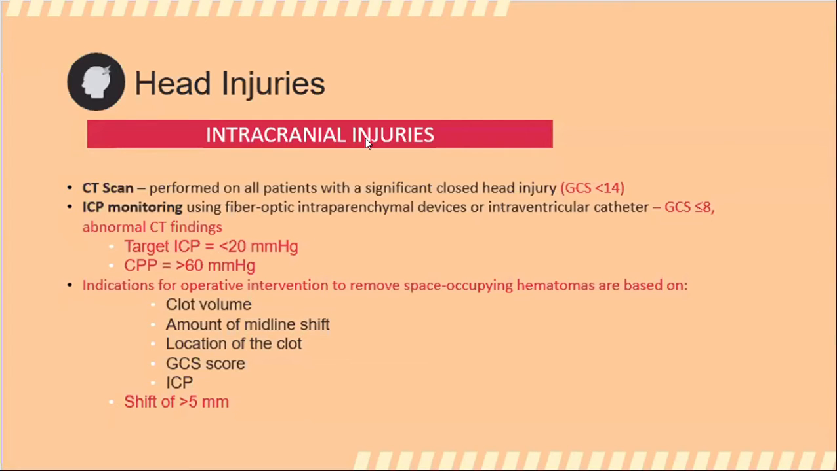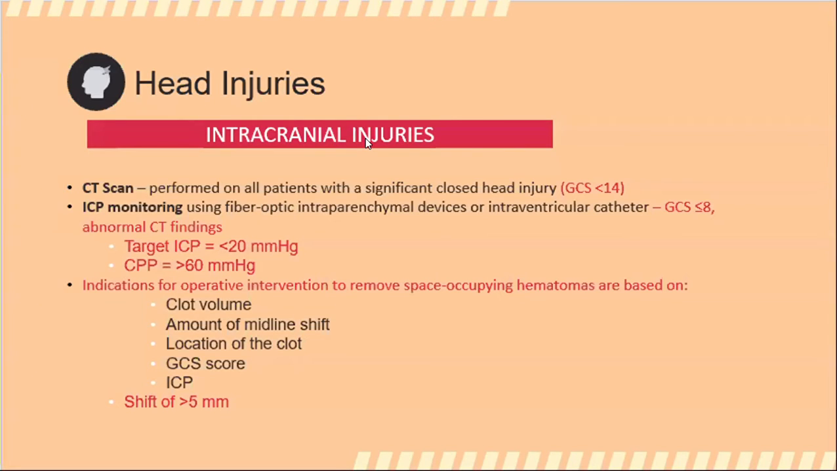So based on clot volume, as I've mentioned kahapon, 20 to 30 cc, the amount of midline shift, at least 5 millimeters, the location of the clot, lalo na pag temporoparietal, or lalo na pag posterior cerebral fossa. So bakit critical yung posterior fossa? Kasi andun yung brainstem. So pag may significant amount of clot ka sa posterior cerebral fossa, it may cause brainstem herniation and the possible demise of your patient. So mas aggressive ka pag posterior fossa yung bleed.